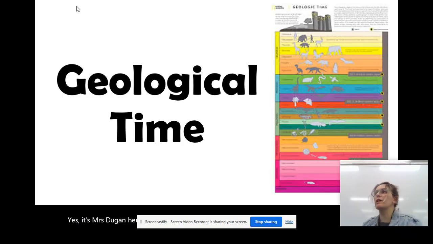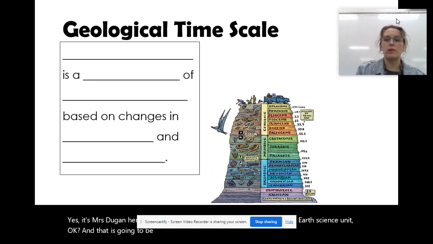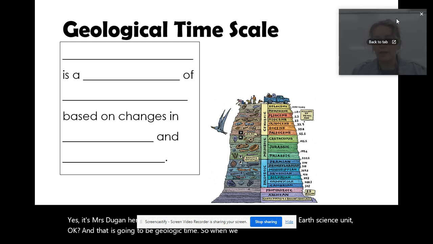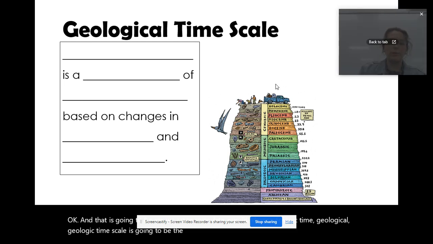Dugan here. Today we are moving into our final lesson for our Earth Science unit, okay? And that is going to be geologic time. So when we talk about geologic time, the geologic time scale is a visual representation.